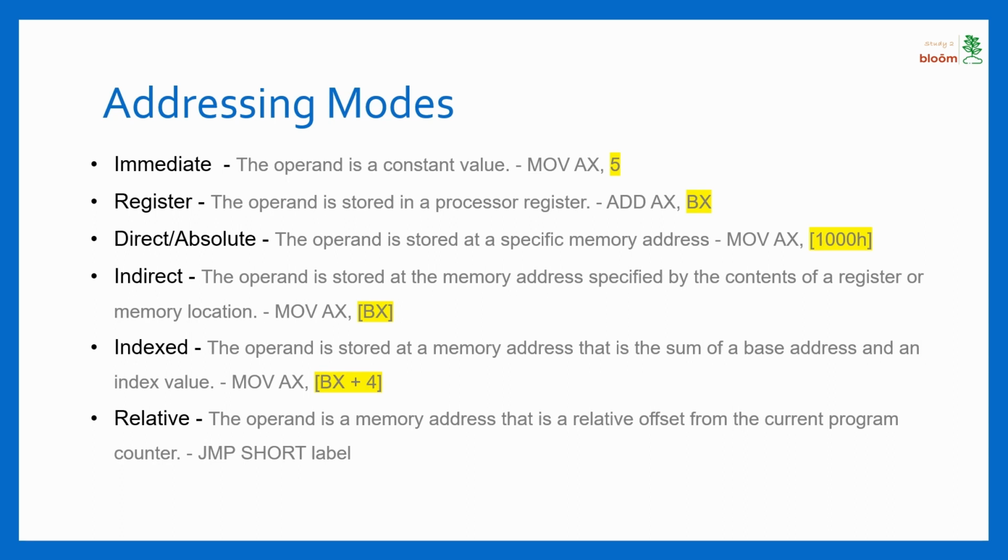In index addressing mode, we use an index. Here, move AX, BX plus 4. We go to the BX register, get the memory address, add 4, and we have to refer to that value in memory to get the operand. In the relative addressing mode, the operand is a memory address that is a relative offset from the current program counter. So the jump opcode is usually used.